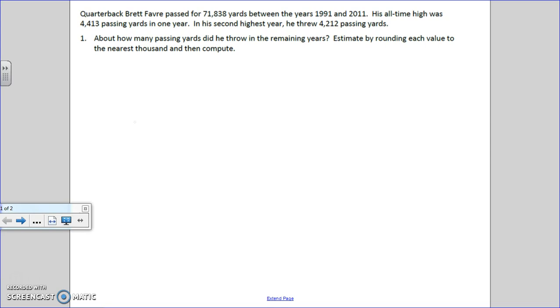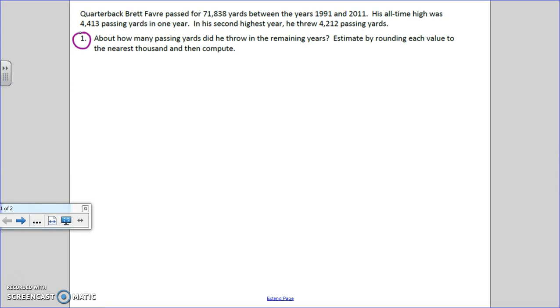So the first question, number one, where I just circled. I'd like you to circle that on your homework as well. It says, about how many passing yards did he throw in the remaining years? Estimate by rounding each value to the nearest thousandth and then compute.